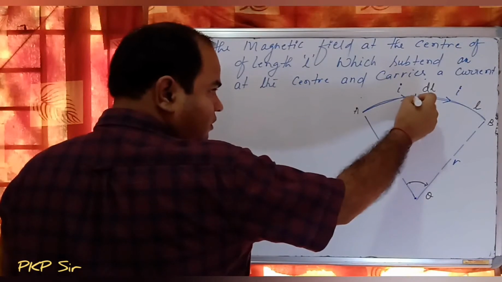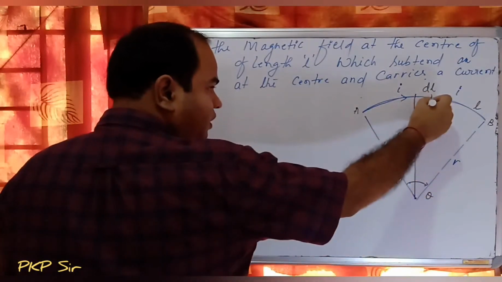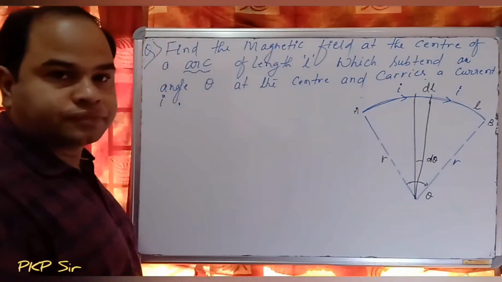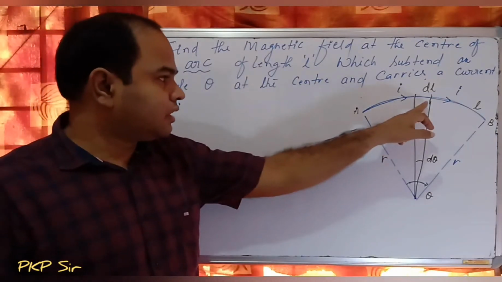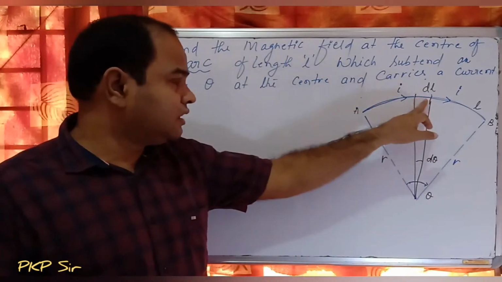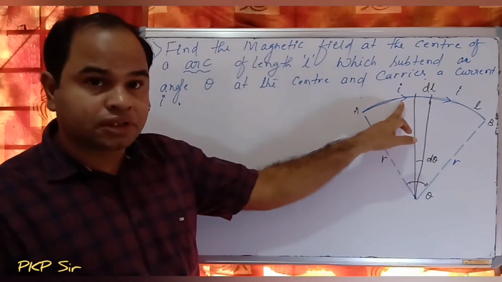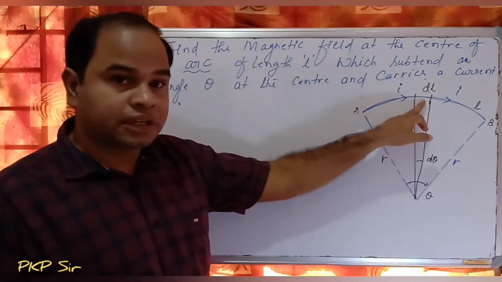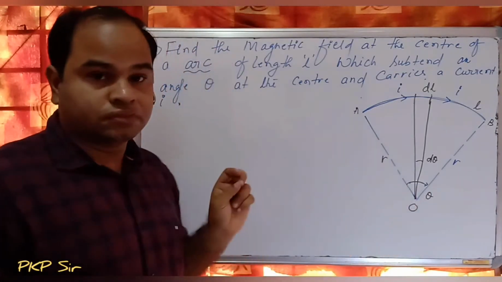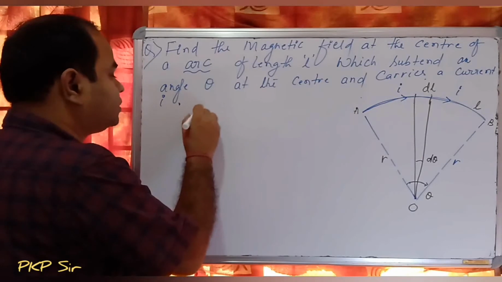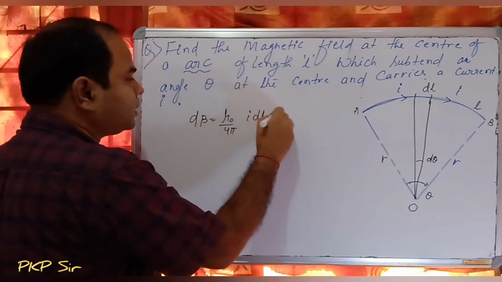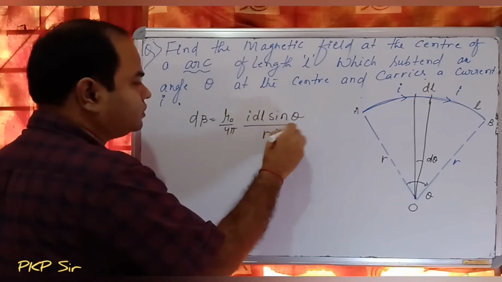Let this small length dl subtend an angle d theta at the center. Again, take a small length dl of this arc. This small length dl carries current I, so it is a current element. So the magnetic field due to the current element at the point O, at the center, is given by dB equals mu naught by 4 pi I dl sin theta divided by r square.